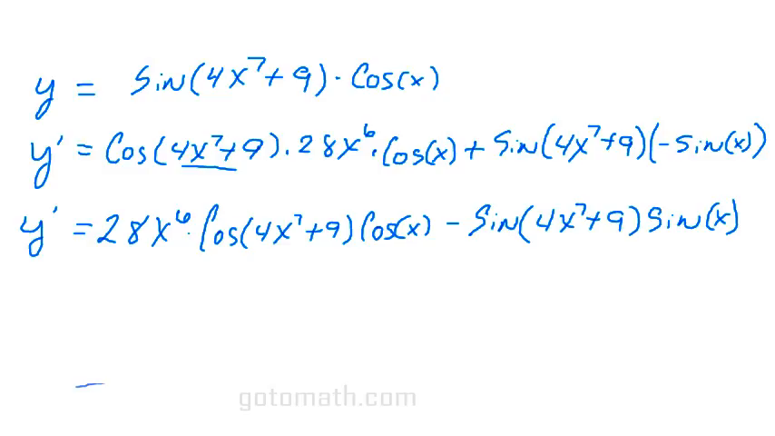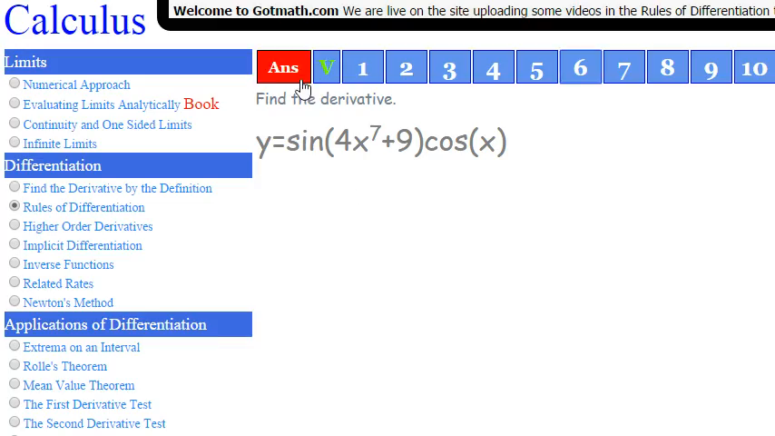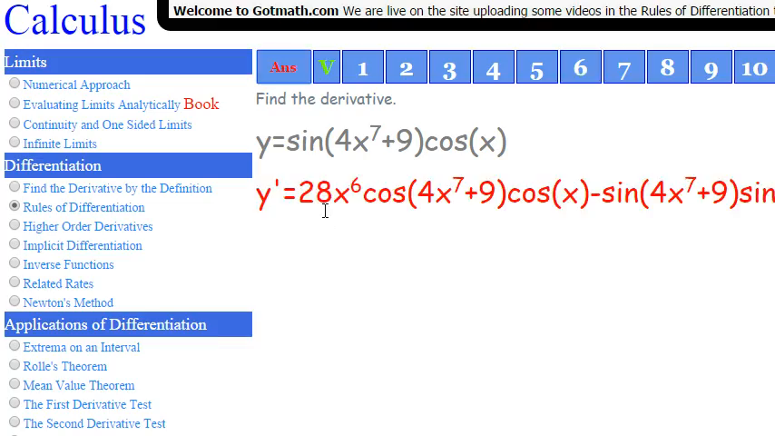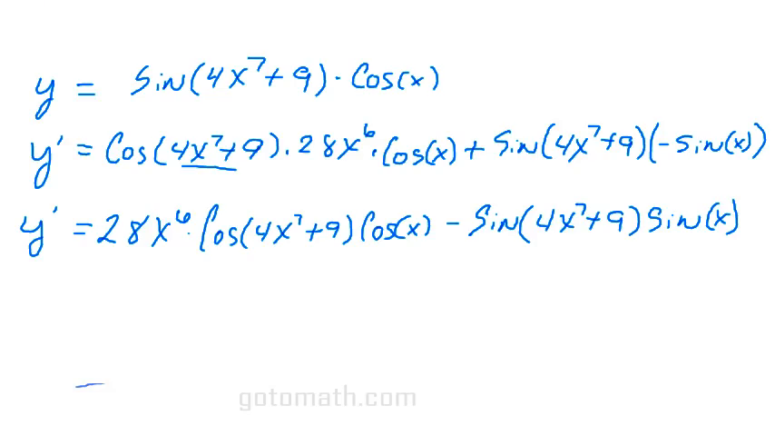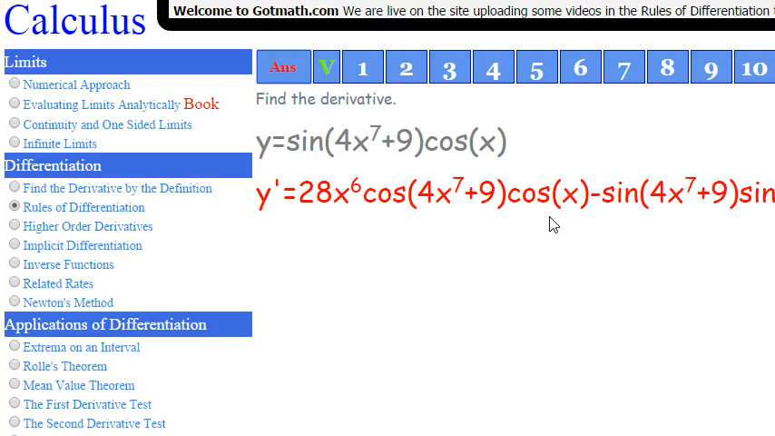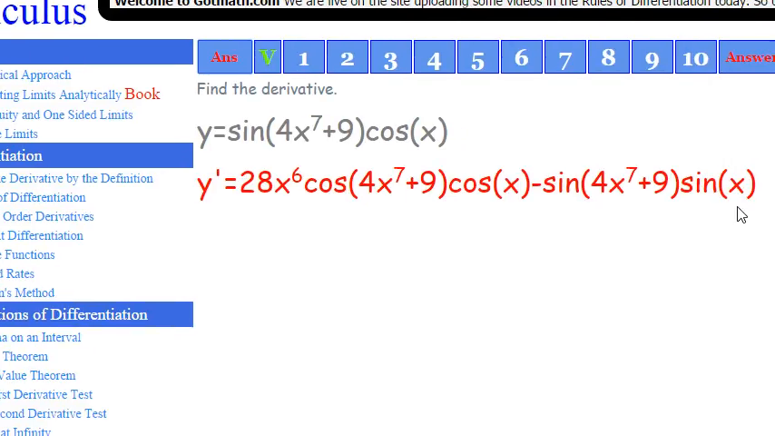Lovely, isn't it? And let's see what happens here. Alright, we got 28x to the 6th. Yep. And then cosine, right? And then cosine again, minus sine. And then we've run out of room over here. Let me move it over. And then we got sine x there. So there you go.